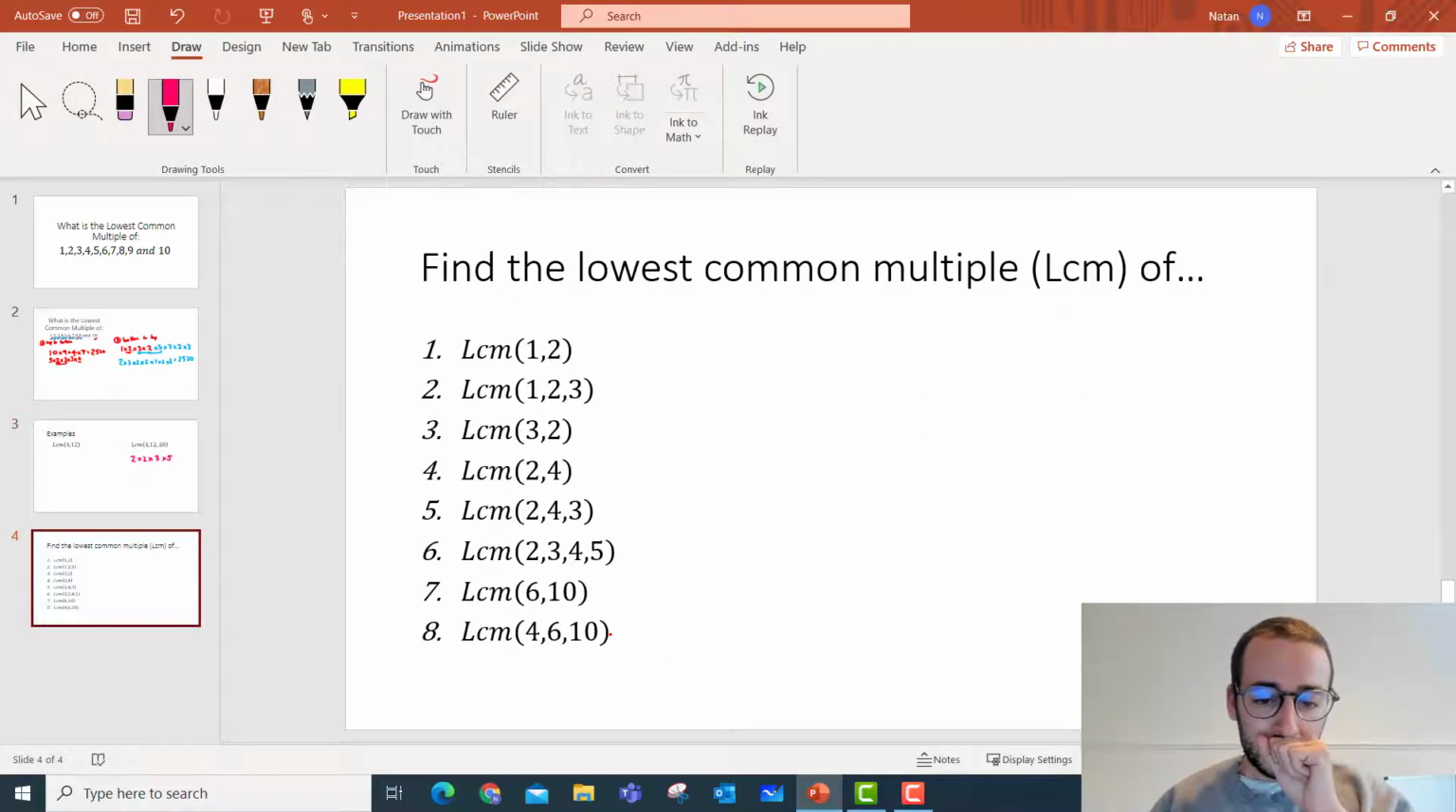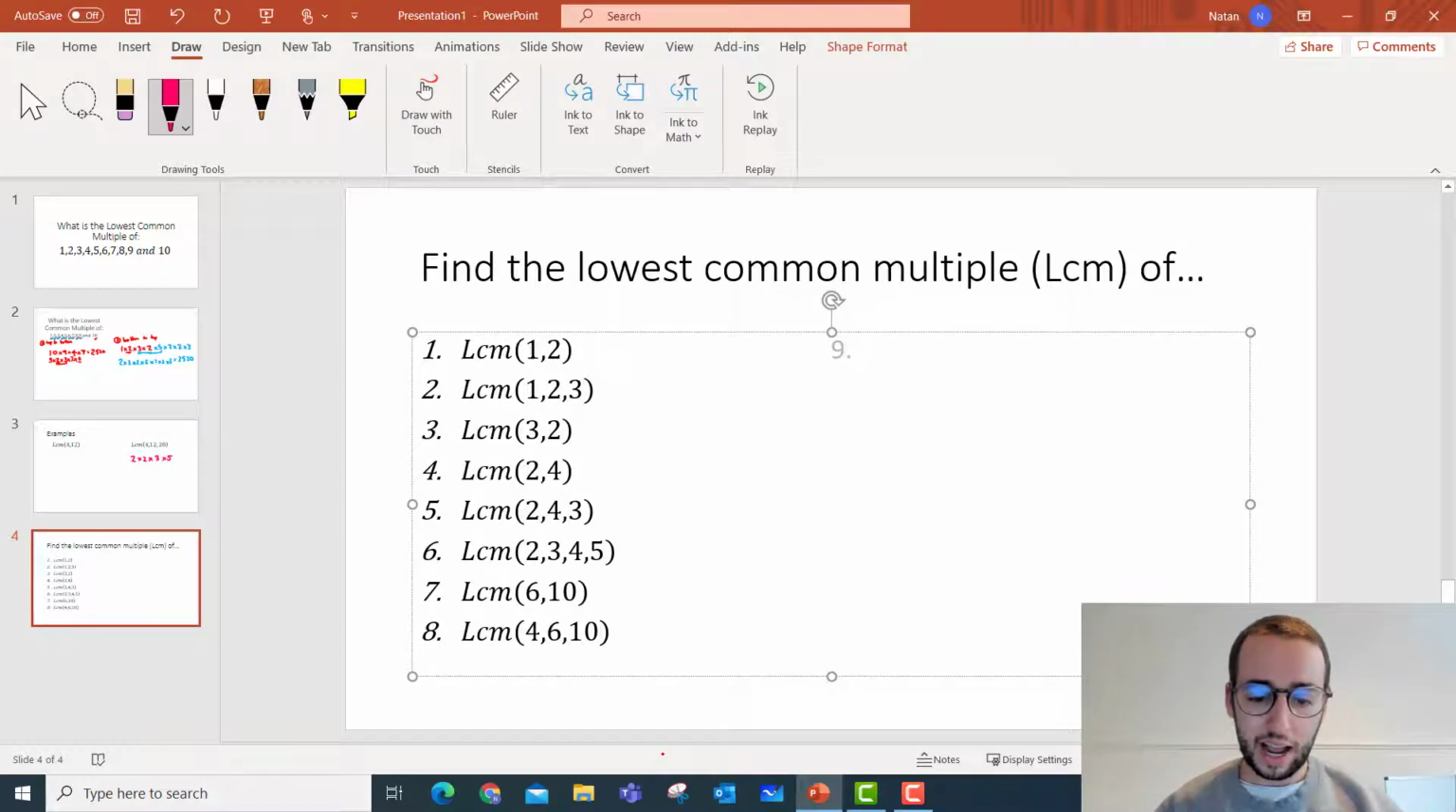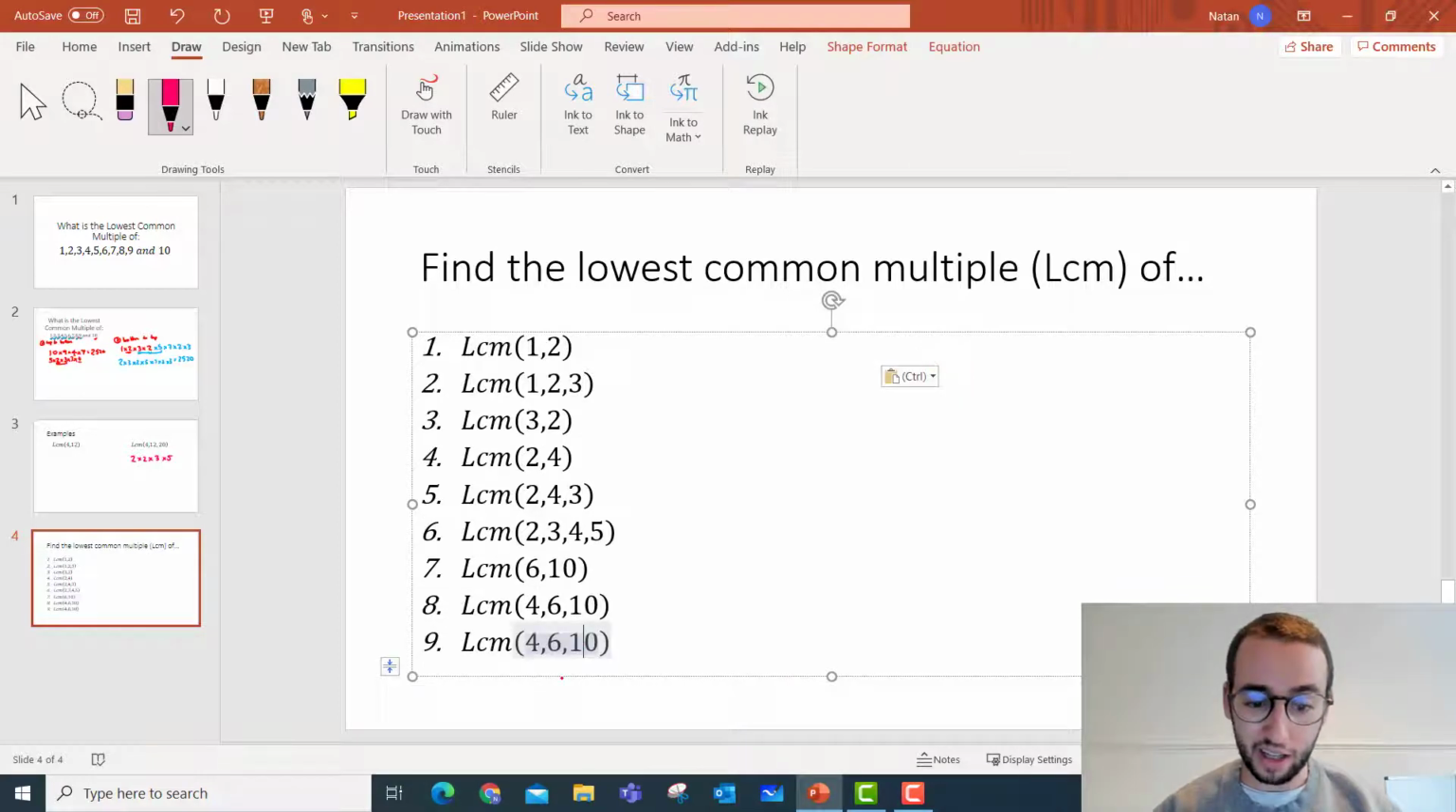So let's keep going with some more examples. 4, 6, and 10. How about we copy this? We do 4, 6, and 20, so we can see what's changed. Actually, nothing has changed here, because we already have a 2 in here. This is going to have the same lowest common multiple as this. How about we do another one? And how about we see 4, 6, and 40? Because this one's going to be different.